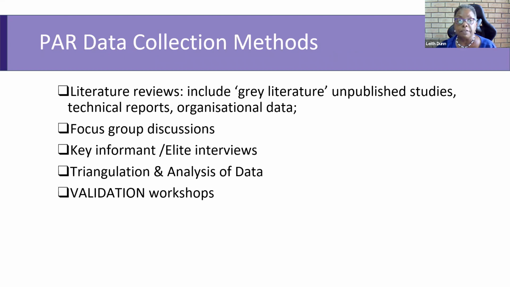Some of them are similar to other forms of research. So we have literature reviews, and I underscore gray literature because not all research that is done is published in peer-reviewed journals, but it is also valid. Gray literature might include PhD theses, studies that have been done, and technical reports, some of which are unpublished, and there is also organizational data. But we also use focus group discussions and key informant interviews, and then we triangulate the data, analyze it, and where possible, we have validation workshops. So you're collecting information from individuals, and you want to ensure that what you have gained collectively can be verified.